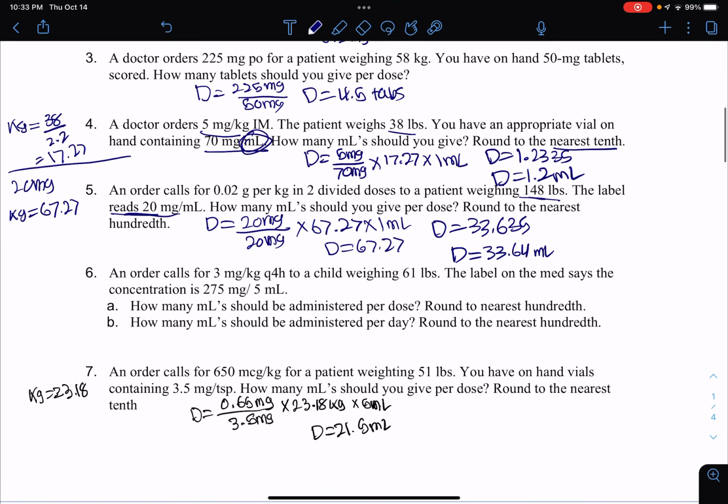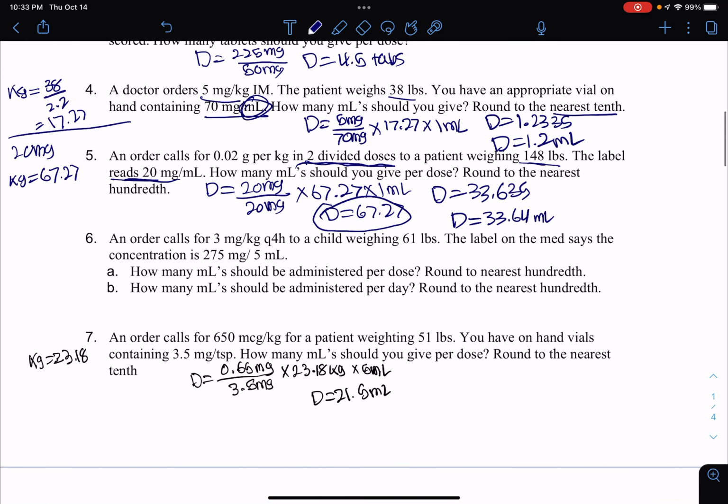Always double check when it says 2 divided doses. Always divide your answer by 2 at the end, and you'll get the correct per dose.